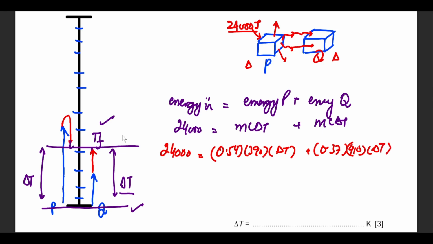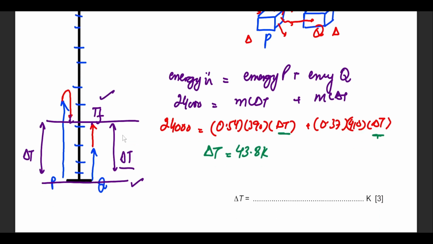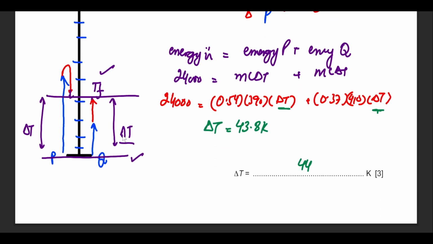This is why delta T is exactly the same, because they've had the same journey at the end of the day. So consider delta T as a variable X, for example, and then you solve for it. That comes out to 43.8 Kelvin, which will be 44 up to two significant figures.